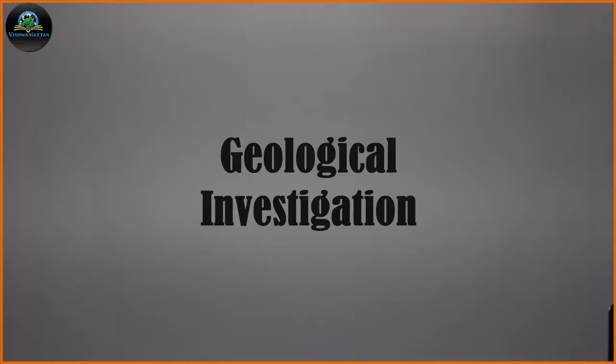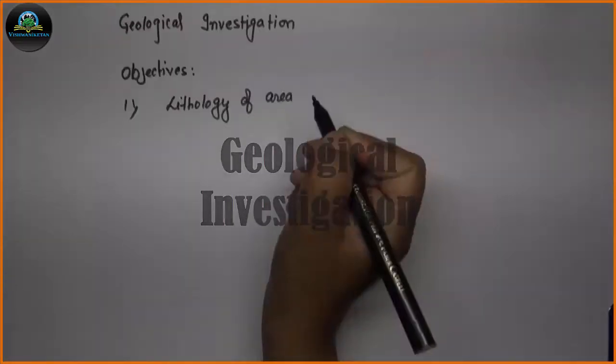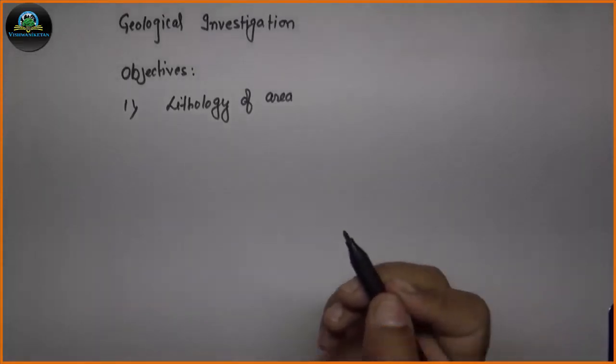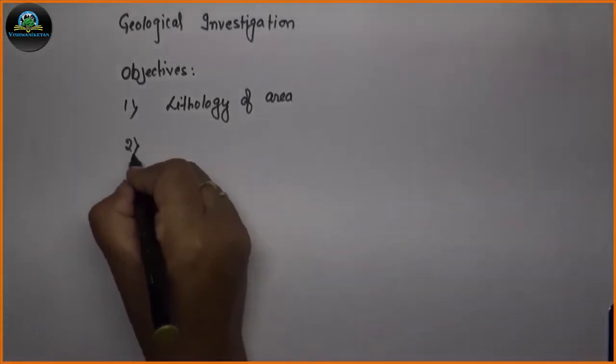The main objectives of the geological investigations are: first is the lithology of the area. As you understand, lithology means the study of rock, what type of rocks are present in the area. Second is the geological structures of the area, like the status of folds, faults and joints in the area.